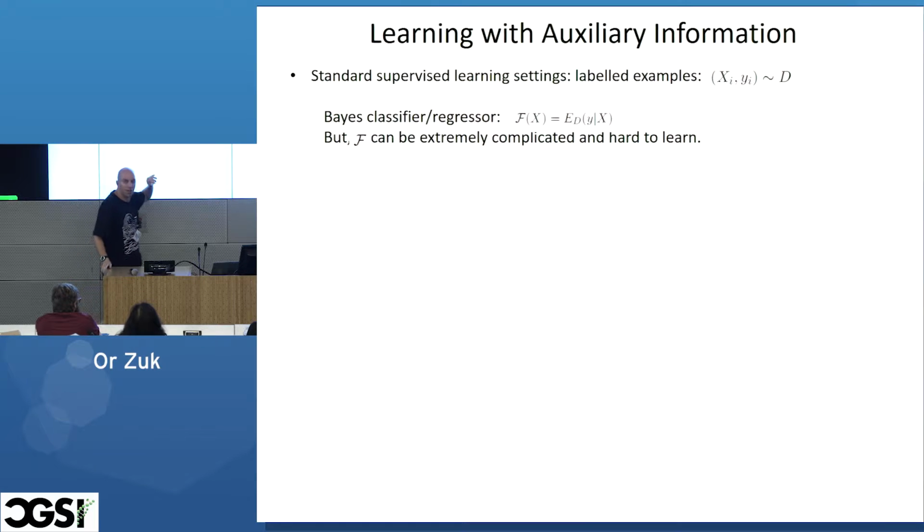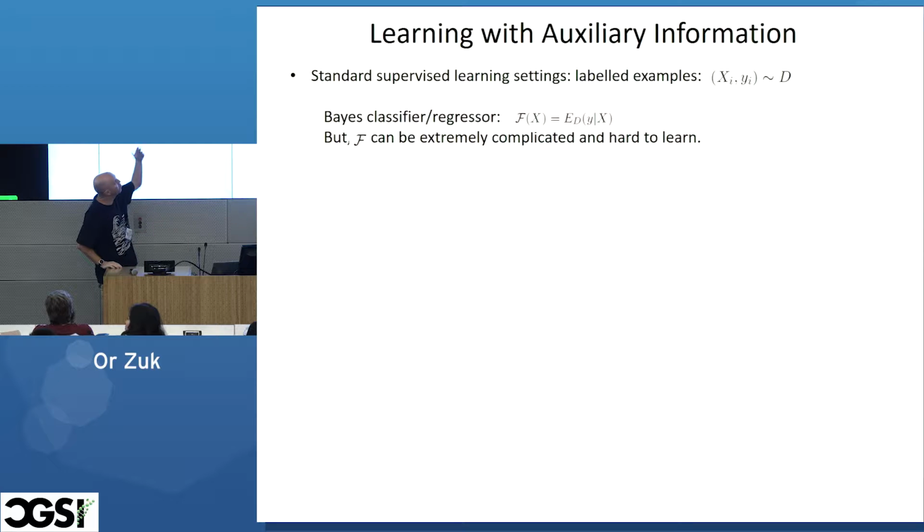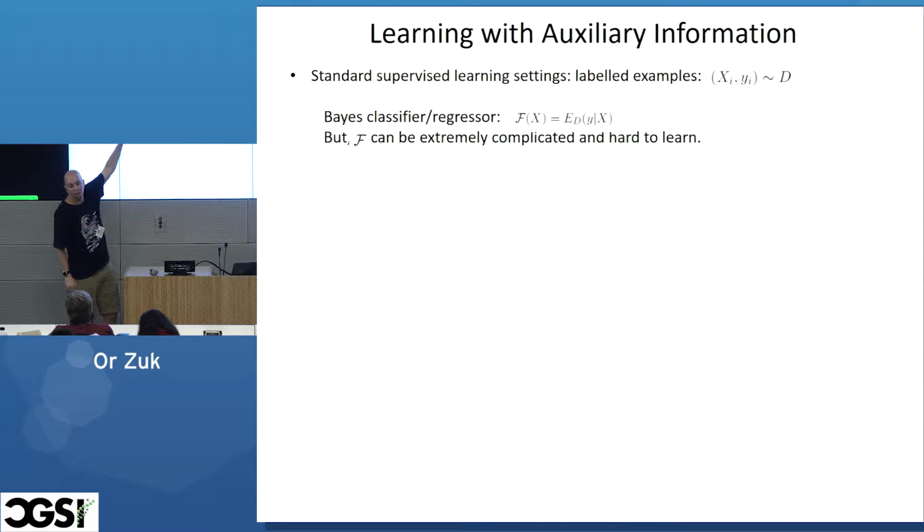In standard machine learning problems, we usually have xi, yi in supervised learning, where xi are our features and yi are our labels, and we assume some joint distribution D for xi and yi. Now, the optimal classifier or regressor, if you know D, and for certain loss functions, is simply the conditional expectation of y given x. That's your optimal f. However, f can be extremely complicated, like, for example, in our case, so it may be hard to learn.